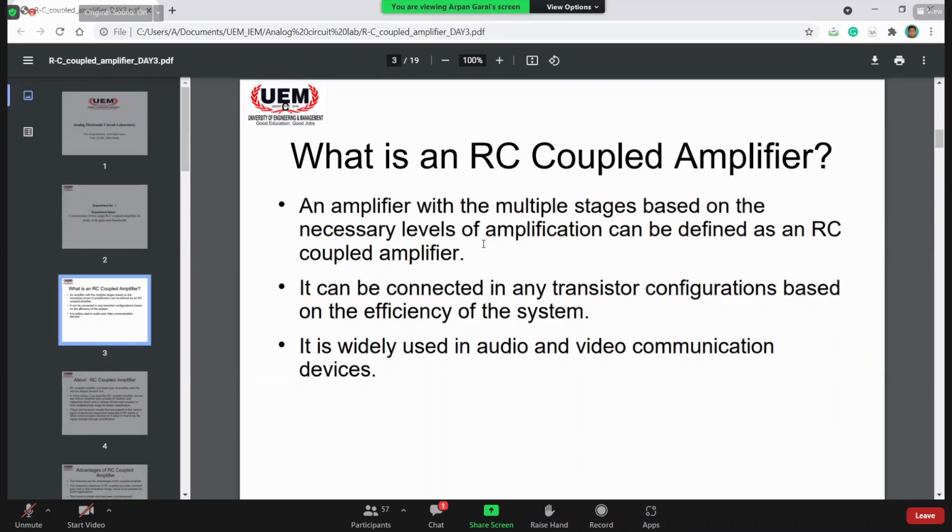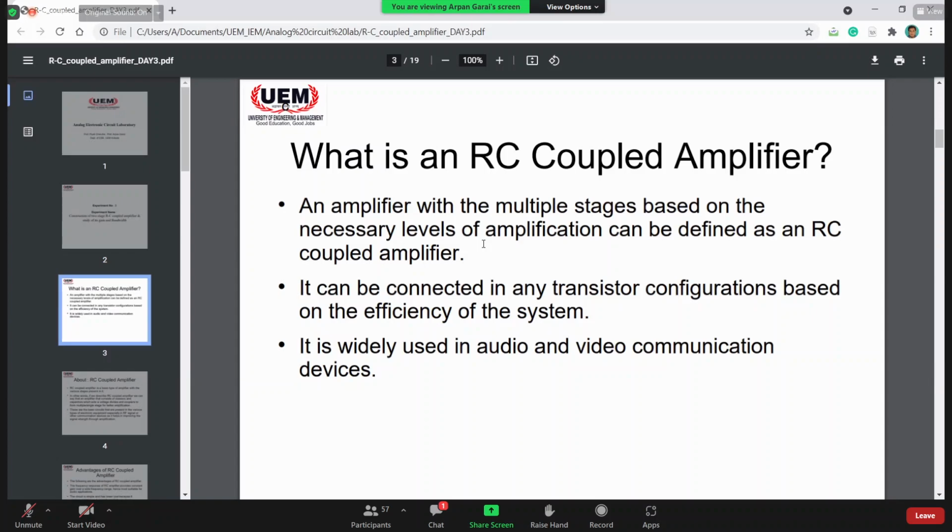RC means resistance and capacitor. So this amplification is performed with resistances and also capacitors. Later we will see how we can use them. An RC coupled amplifier often has multiple stages.